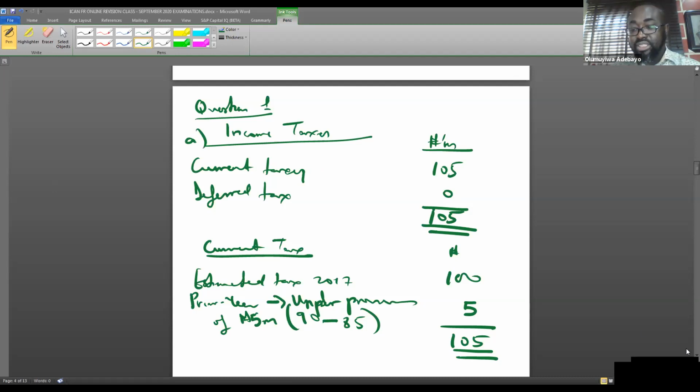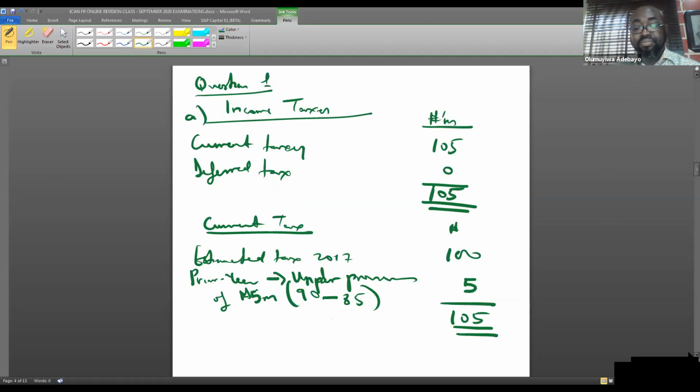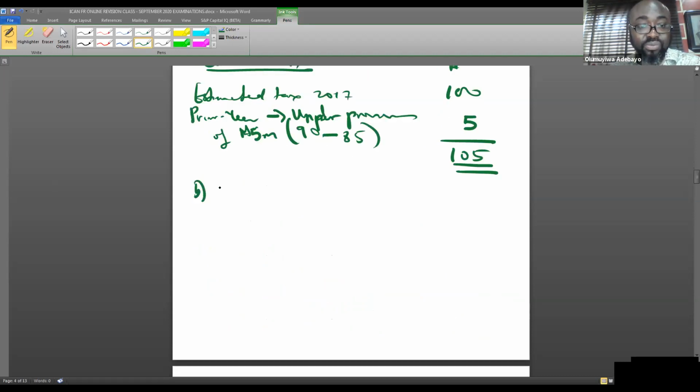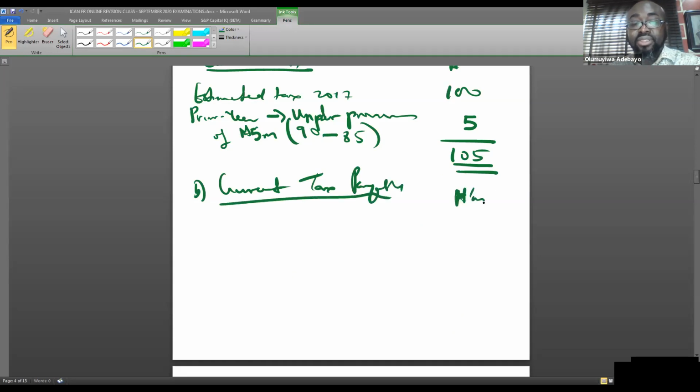Now, the second question. The B says, what is my current tax payable? That is what will be reflected in the balance sheet. My current tax payable is a function of my opening balance, which is my opening liability. My balance brought forward from last year was 85. Remember, taxes are paid on a preceding year basis, which means when you estimate your tax this year, it will be deemed to be paid next year, which means that 85 was not paid last year.